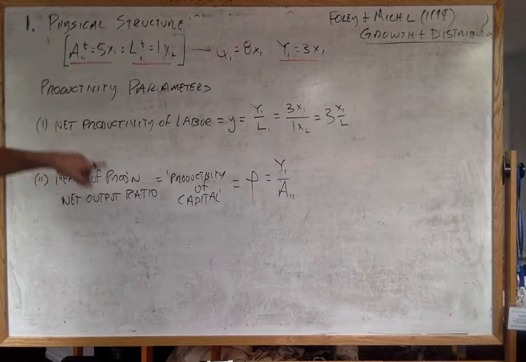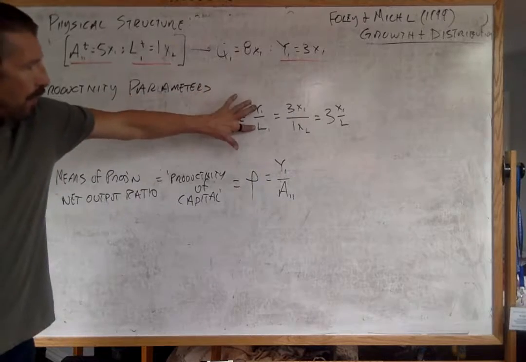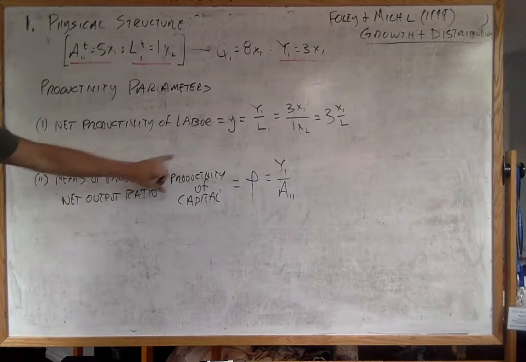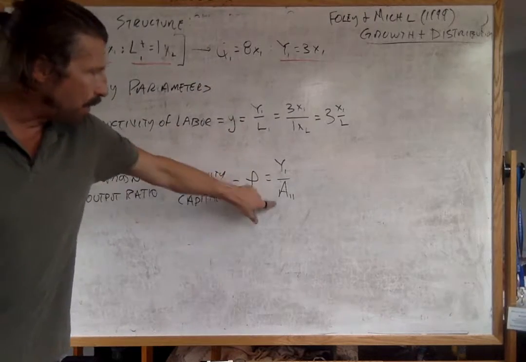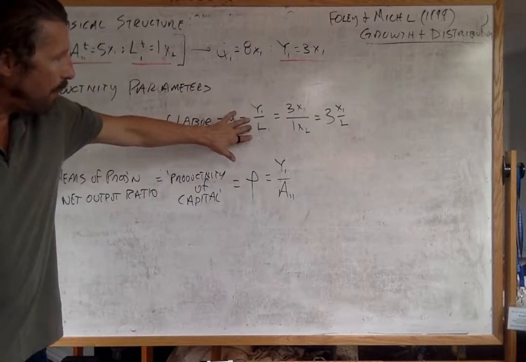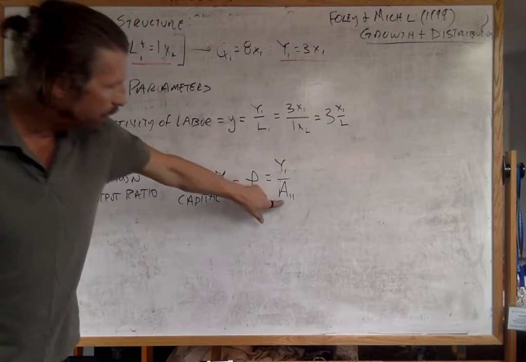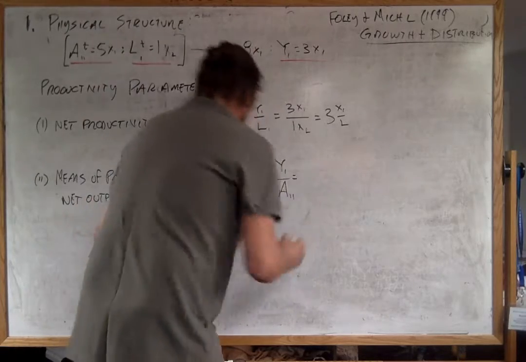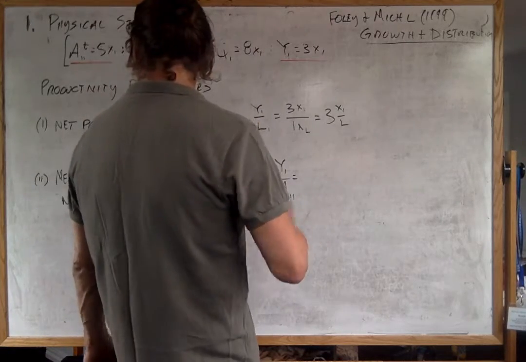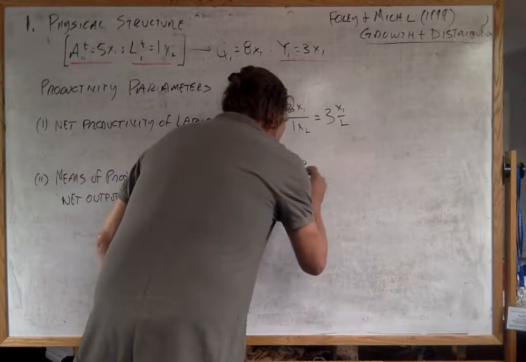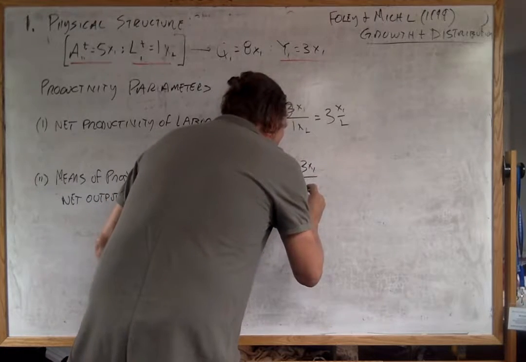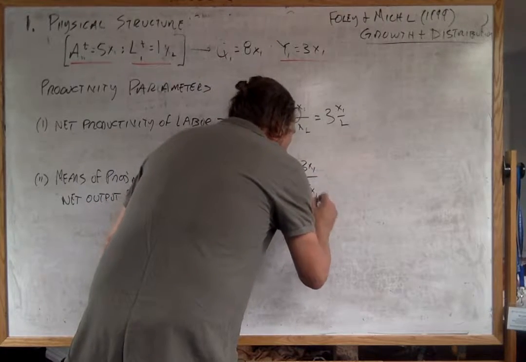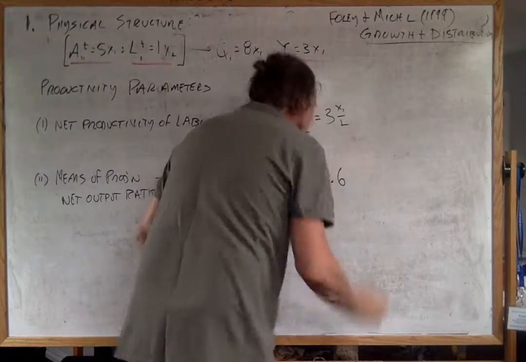So you can see this is the productivity of labor, net output over labor, and this is the productivity of capital, net output over capital. It's the net output over the labor input, the net output over the means of production or the capital input, which here is going to be a pure number. This is equal to 3/4 of corn over 5/4 of corn, which is equal to 0.6.